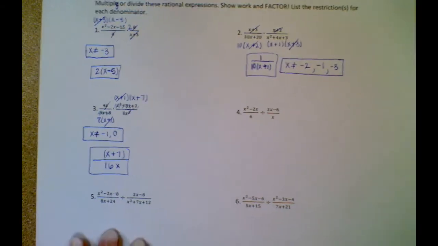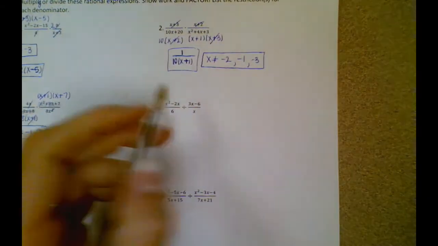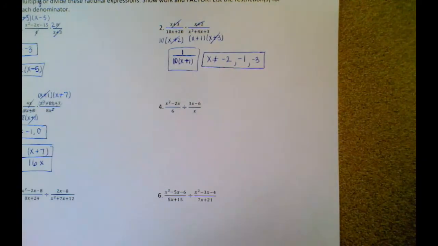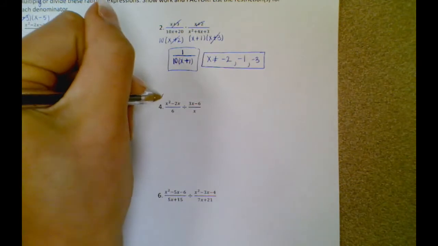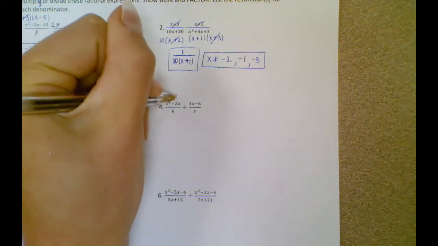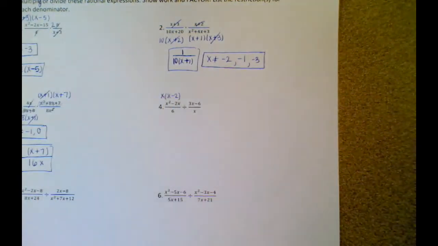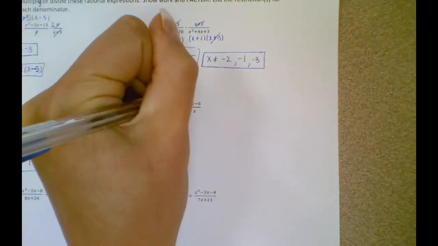Okay? All right, number 4. We are dividing. So like I said, let's list our restrictions first and factor everything out. So in this numerator, I have a GCF of x, so I have x minus 2 left because I take out an x and an x there. Over here, I have a GCF of 3.